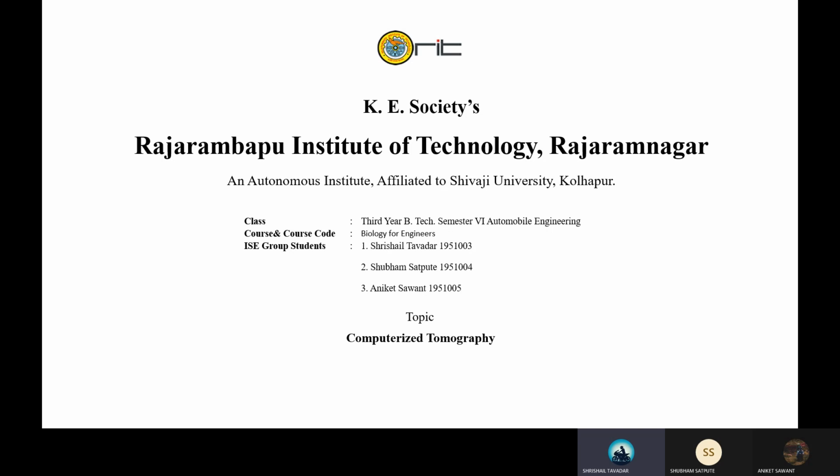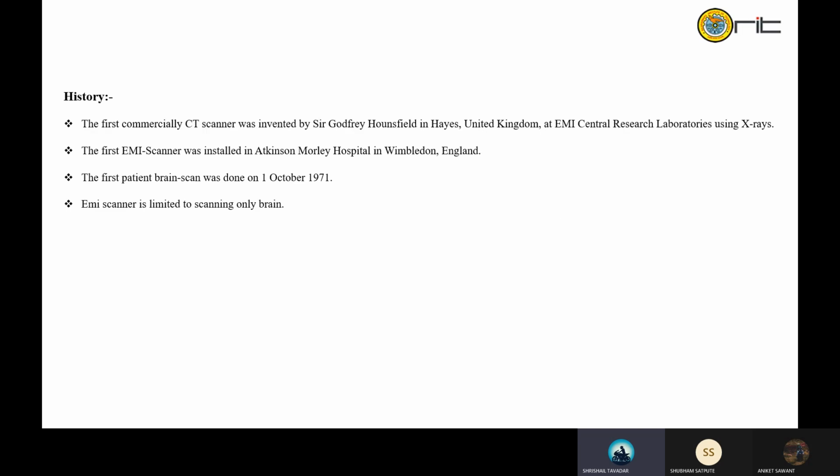First of all, I will tell the history of computerized tomography. The first commercial CT scanner, or computerized tomography, was invented by Sir Godfrey Hounsfield in the United Kingdom at EMI Central Research Laboratories using X-rays. The first EMI scanner was installed in Atkinson Morley Hospital in Wimbledon, England. The first patient brain scan was done on 1st October 1971. The EMI scanner was limited to scanning only the brain.